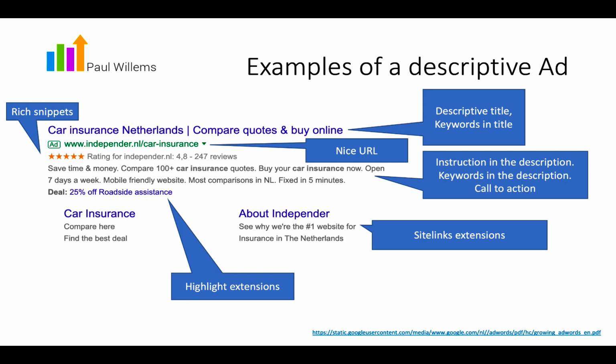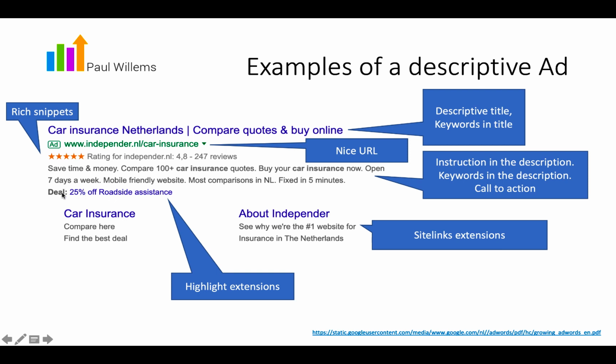So here's an example of a descriptive ad, an ad which I've found and which is quite good. The title is descriptive. It has keywords in the title, so that's good. The URL is good because it's to a page you will be pointed to. The text here has got an instruction. It's got a call to action. Buy your car insurance now. That's an instruction. And compare 100 plus car insurance quotes. So that's a description and also an instruction.